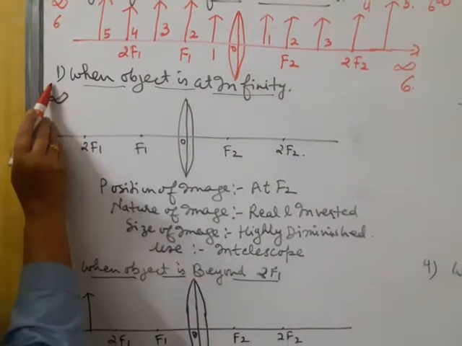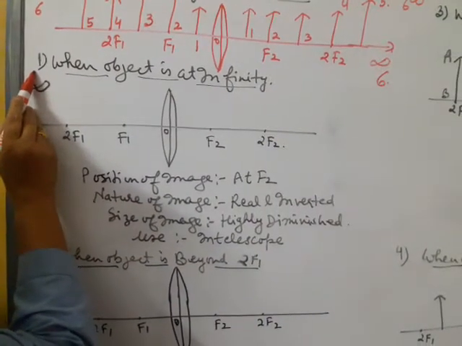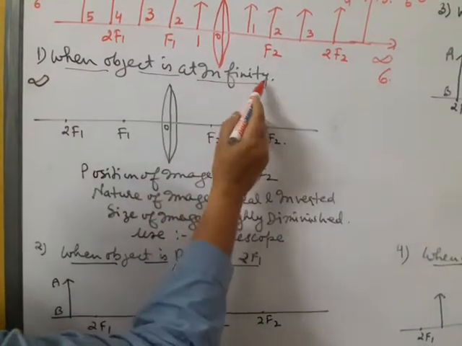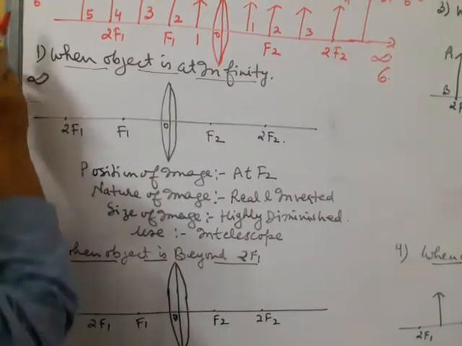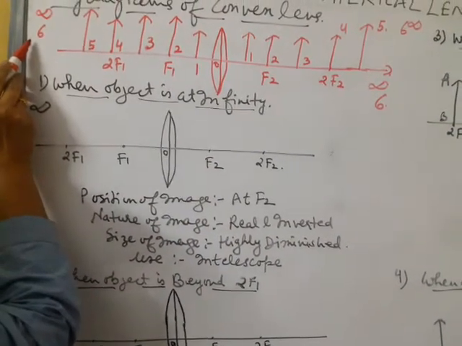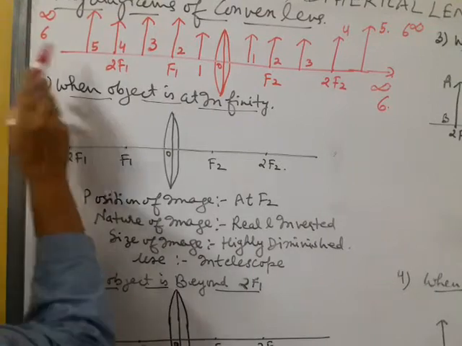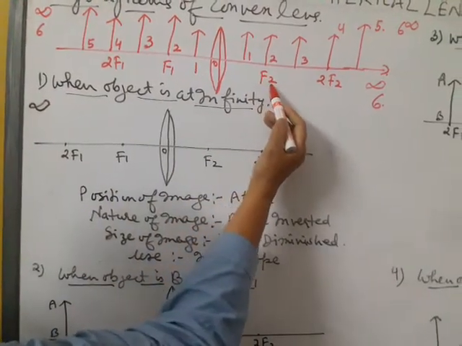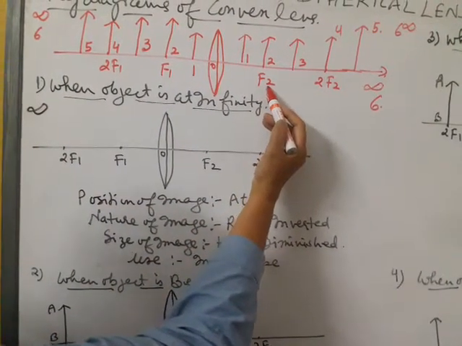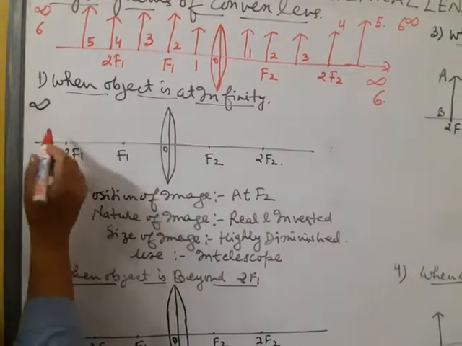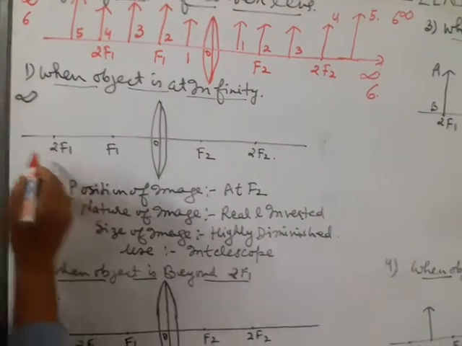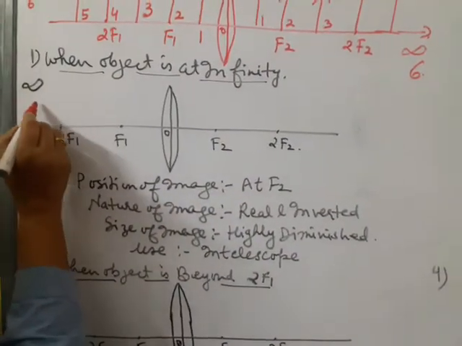So first ray diagram I am doing is of when object is at infinity. So infinity means it is 6 number, and 6 plus 2 will be 8, and image will be formed at F2. And we will apply the laws of refraction of light.